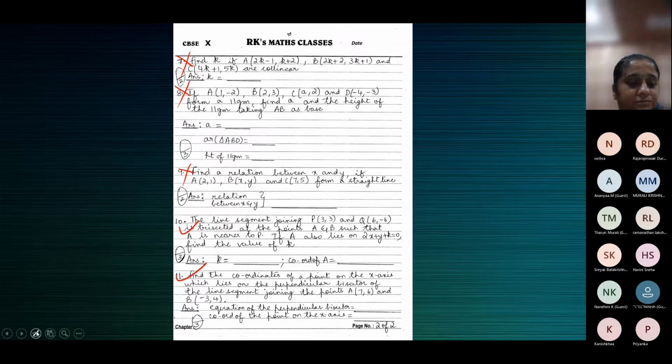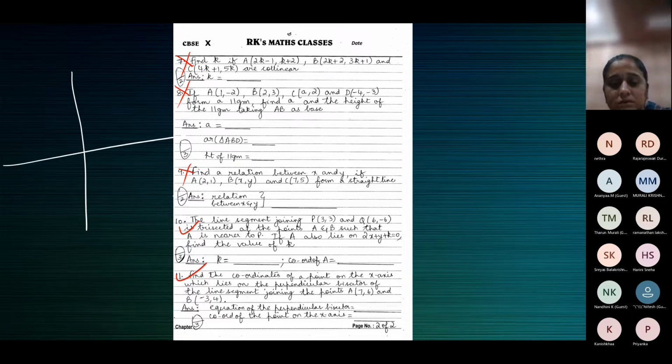Okay. So, X and Y axis. A is 7, 6. So say somewhere here, A 7, 6. B is minus 3, 4. So this is the line segment AB.